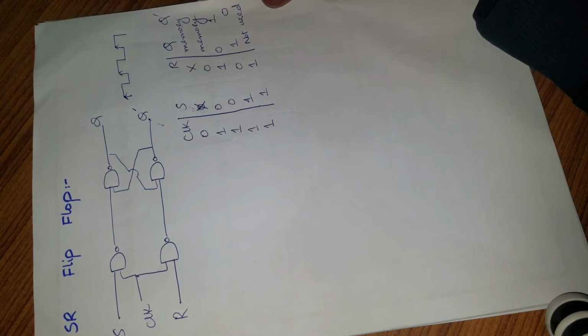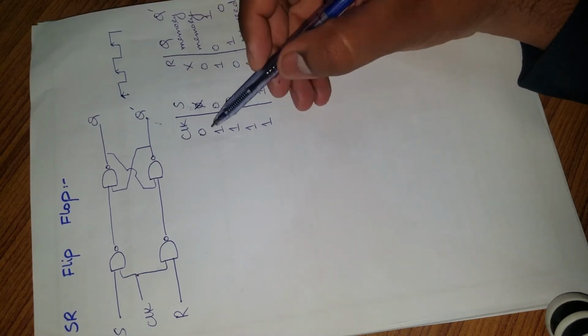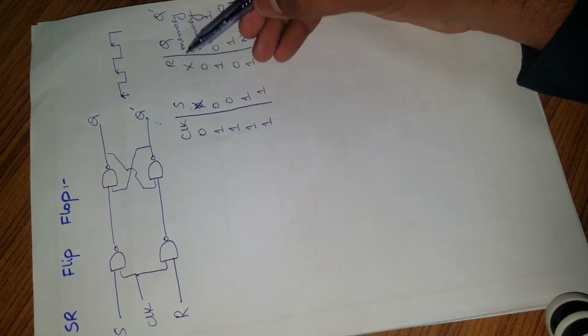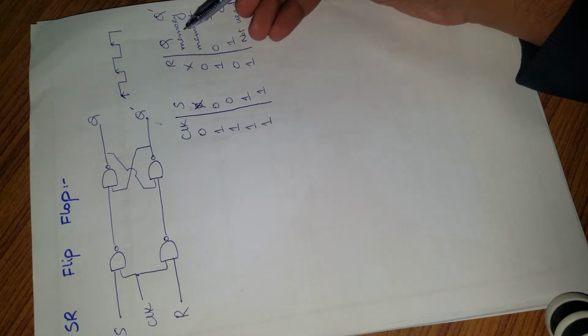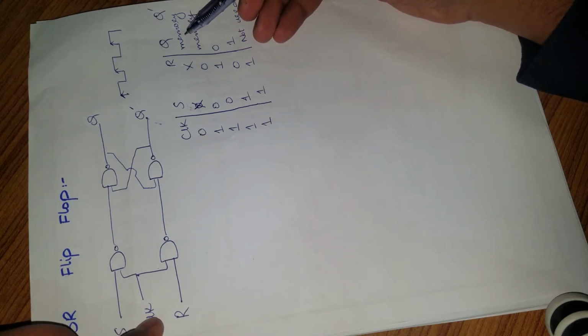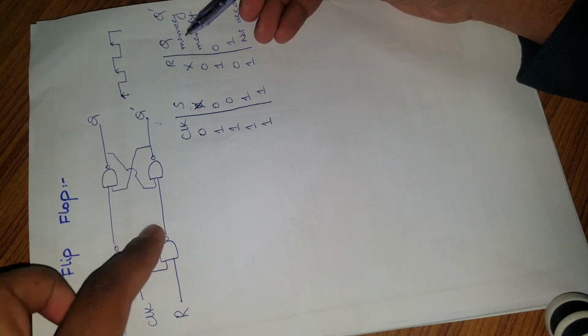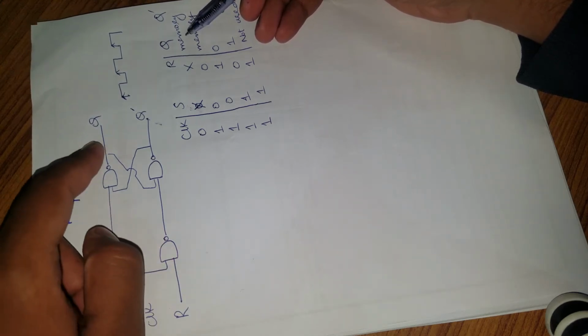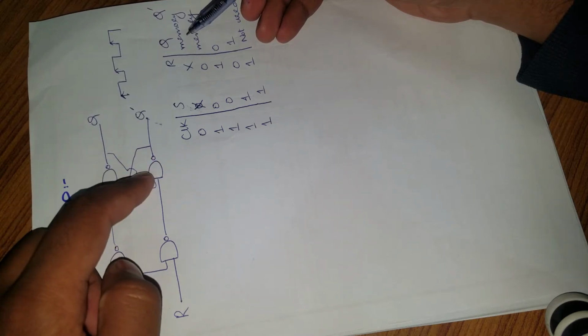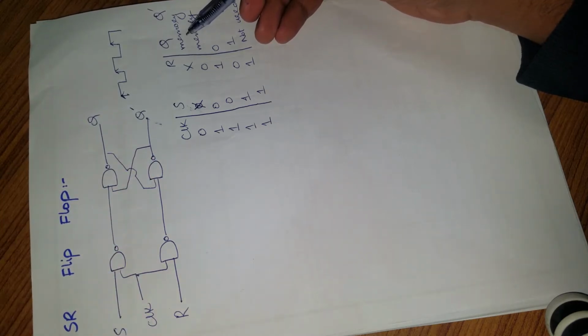I have made this truth table. When we give clock 0, S and R are in a don't care condition, and we always have memory. Memory means whenever we have clock 0, the NAND gates will give 1 1 output, and when there is 1 1 output, we keep the same output which we had first, so it is the memory condition.